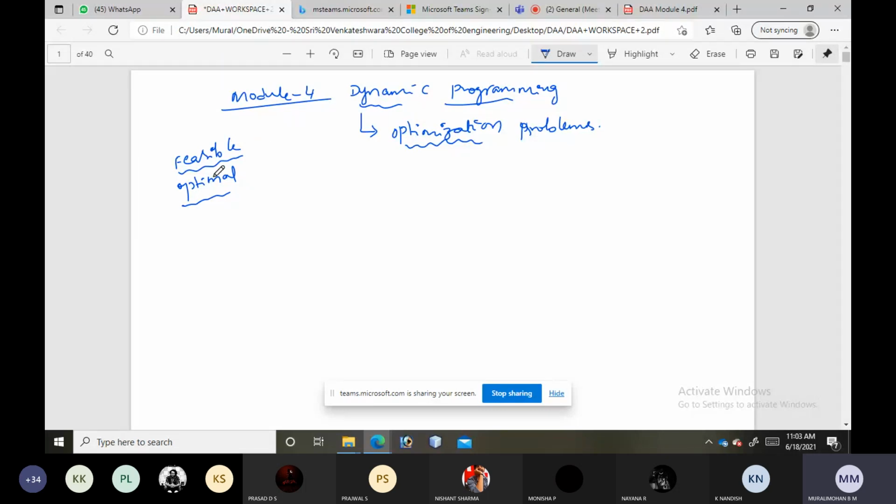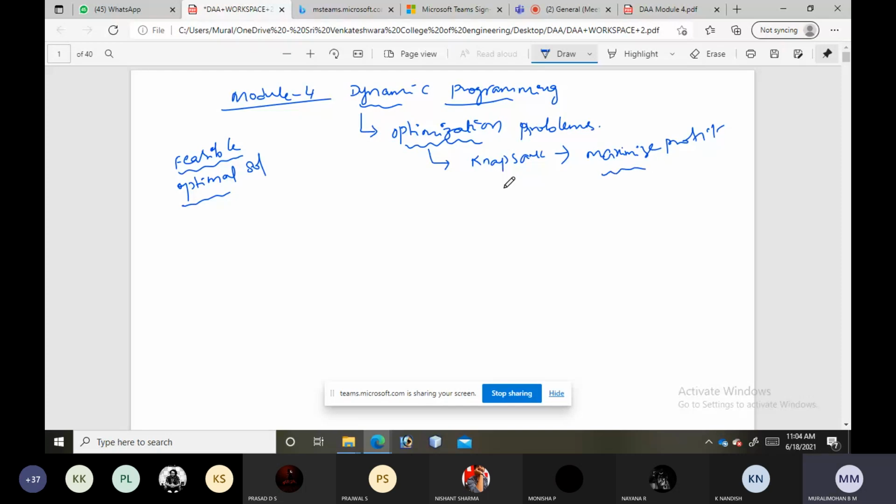We will select one solution that either maximizes the objective function or minimizes it, based on the problem type. That type of solution we call the optimal solution. Similarly, here optimization problems mean the objective function. For example, if we take the knapsack problem, the objective function is to maximize profit. So it is a maximization problem.